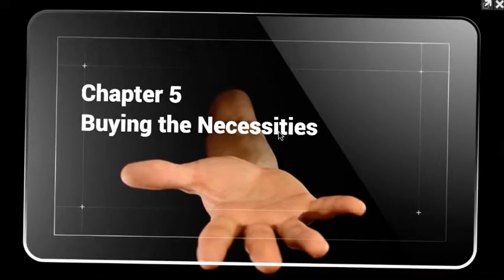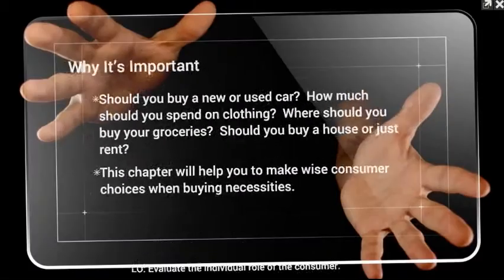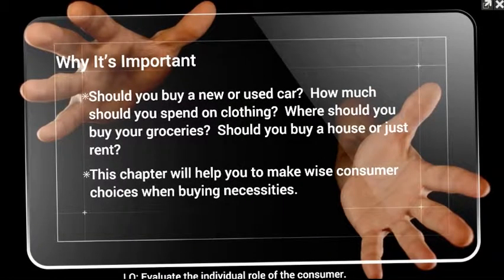Chapter 5, Buying Necessities. Why it's important. Should you buy a new or used car? How much do you spend on clothing? Where should you buy your groceries? Should you buy a house or just rent? This chapter will help you make wise consumer choices when buying necessities.